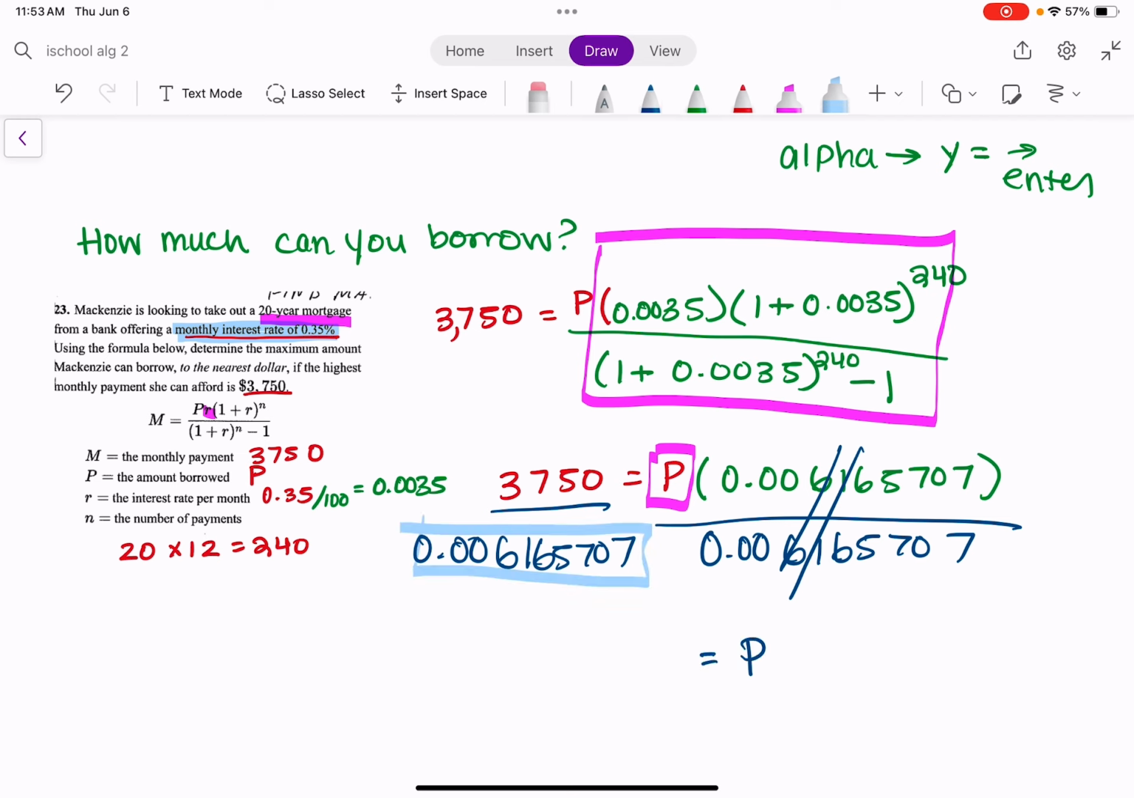Don't type this in, just copy and paste from your calculator. You should get, again, we're rounding to the nearest dollar, $608,202. So essentially, with this interest rate of 0.35% and a 20-year mortgage, and being able to pay $3,750 a month, she is able to borrow $608,202, right? So she can look for an apartment or a house that costs that much.